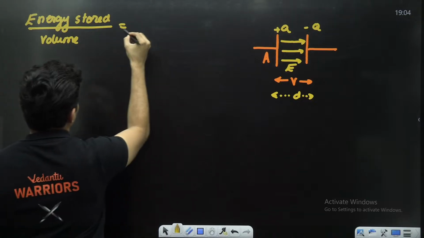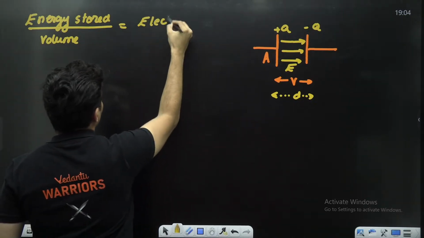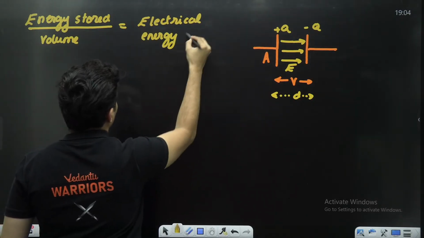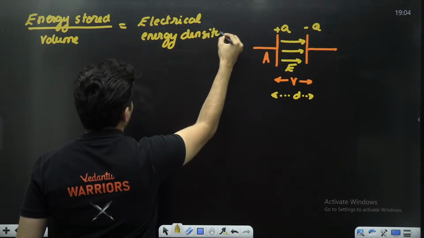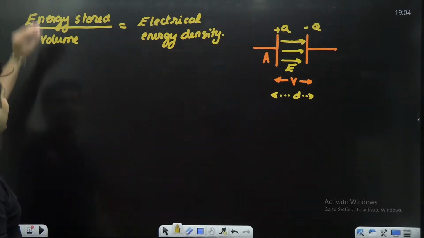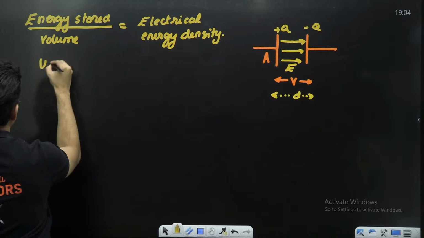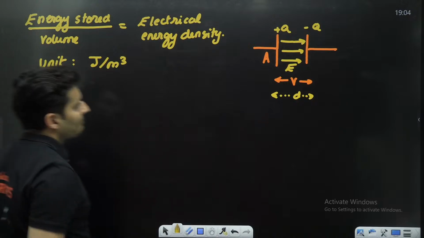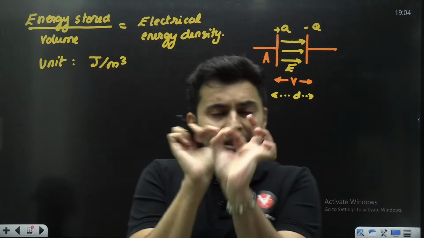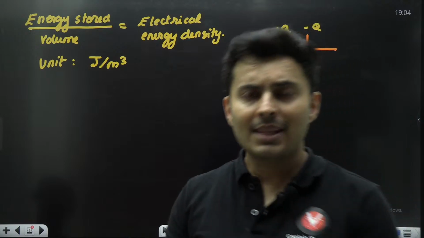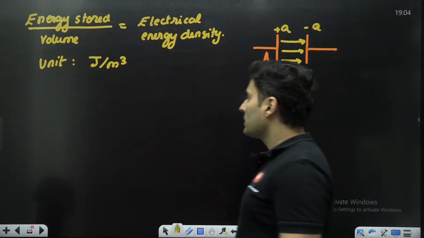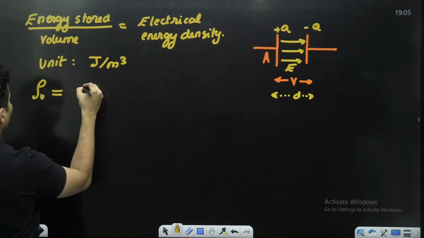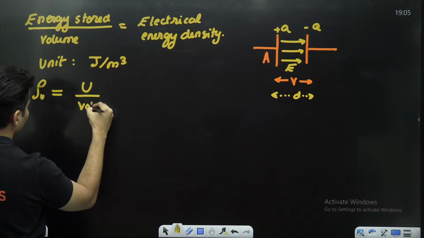This is called the electrical energy density. What is this electrical energy density? It is energy stored per unit volume. If you notice the unit, it will be nothing but joules per meter cube. If you take a small volume, how much energy is stored in that volume? That is the electrical energy density. The symbol for that is rho u. It will be energy stored upon the volume.